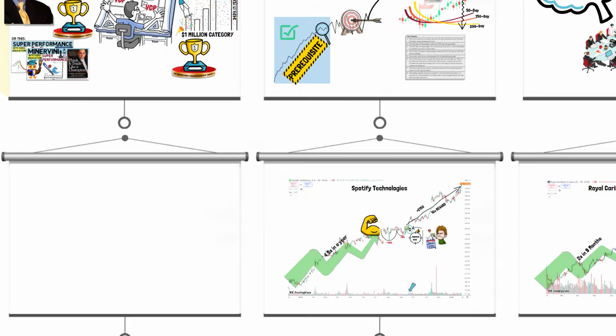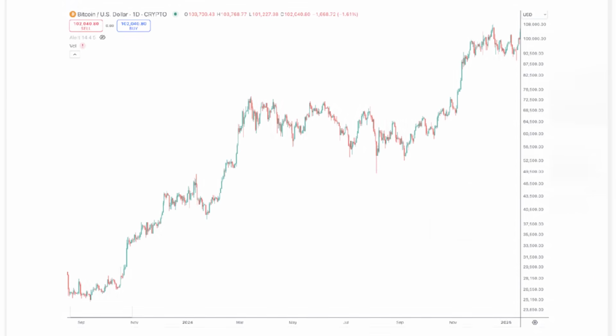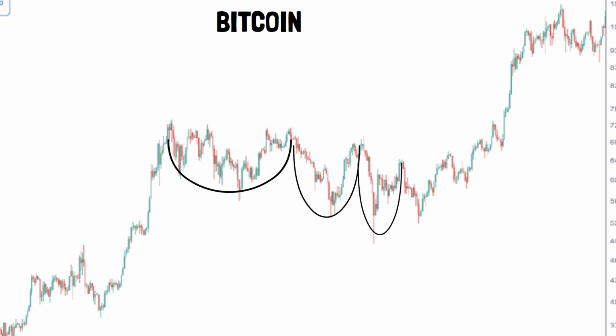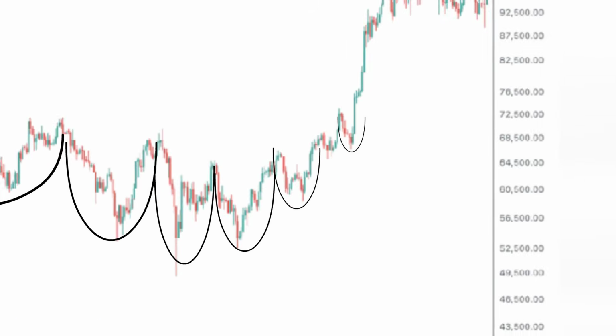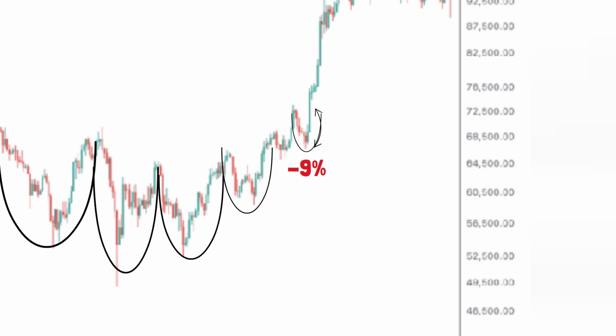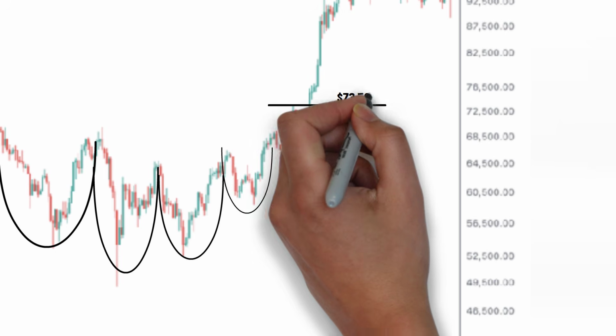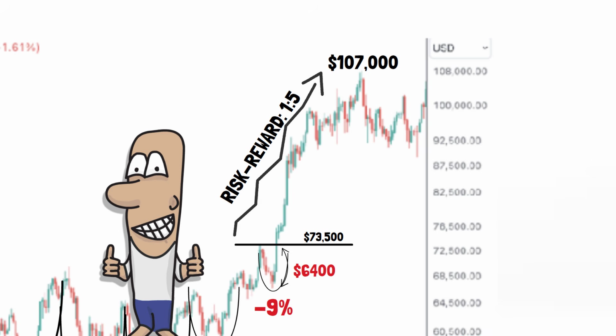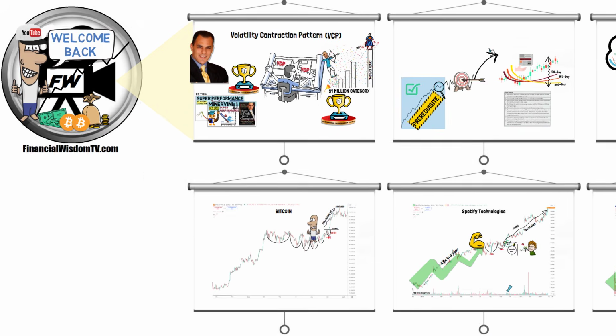To demonstrate that the pattern works on other asset classes too, here's the chart of the most traded crypto asset, Bitcoin. Bitcoin saw several contractions in this consolidation, with the last one here measuring 9% or $6,400. Once it broke out at $73,500, the price surged to $107,000 in a month, delivering a risk-to-reward ratio of 1:5. That's again a great ratio to achieve longer-term success.